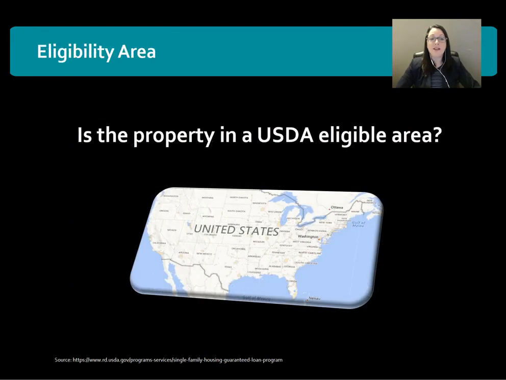So now let's take a look at the eligibility area. So when a borrower comes to you, or you are underwriting or processing a mortgage that is a USDA mortgage, you want to make sure that the property is in a USDA eligible area. So here's how you're going to do that.